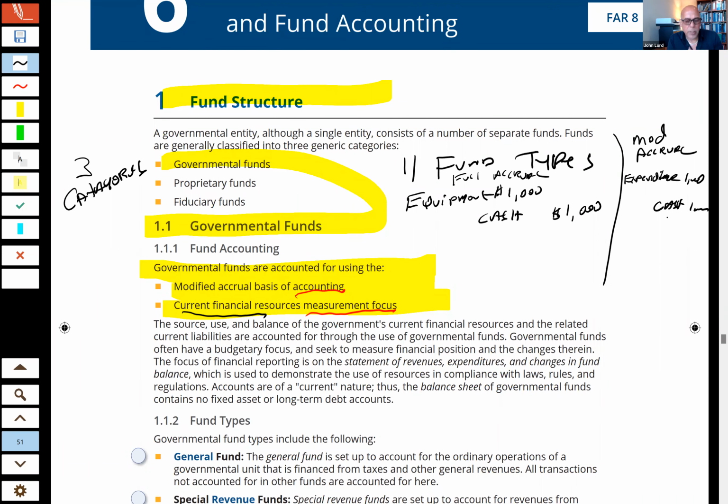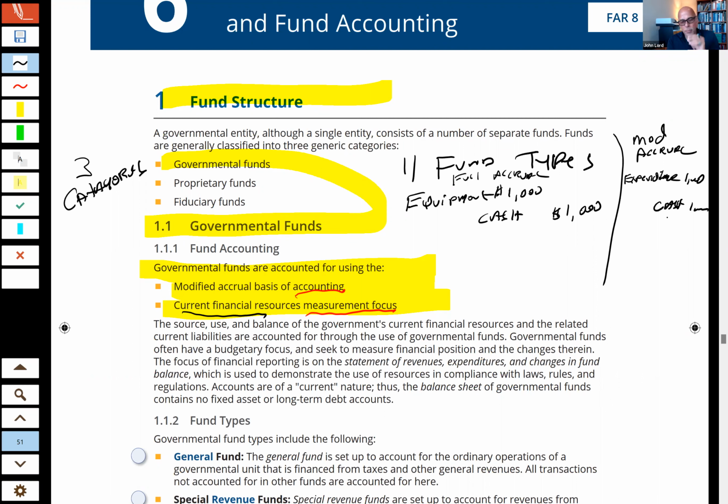So on the CPA exam, guys, one of the main things that they're going to try to take those 15, 20 points away from you is by confusing you that you should be using full accrual accounting when in fact you should use what? Modified accrual. And this one thing I'm telling you right now is probably going to be good for maybe 3, 4 questions right there on the CPA exam.